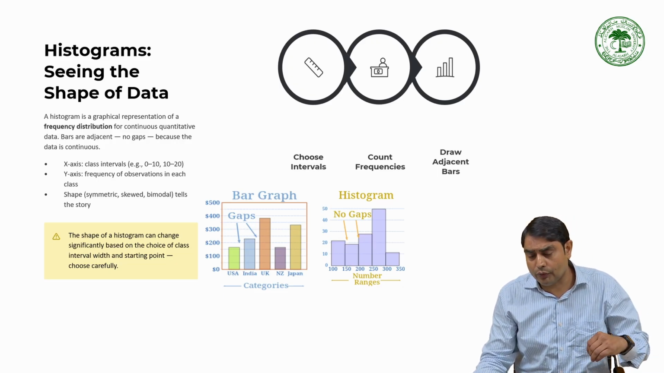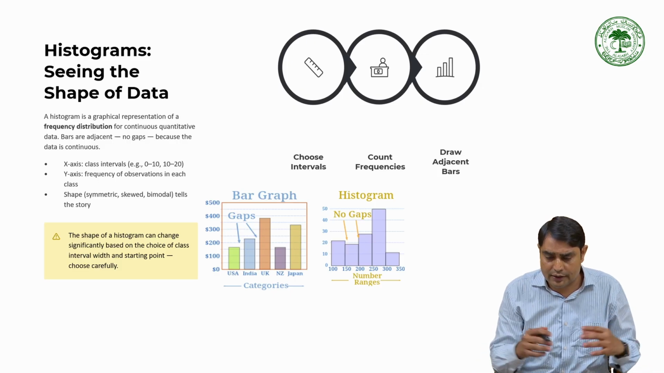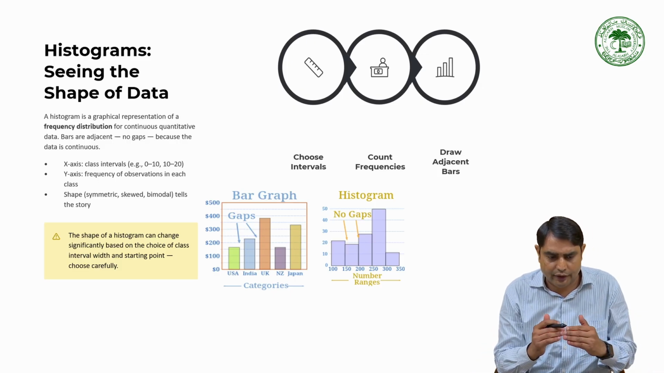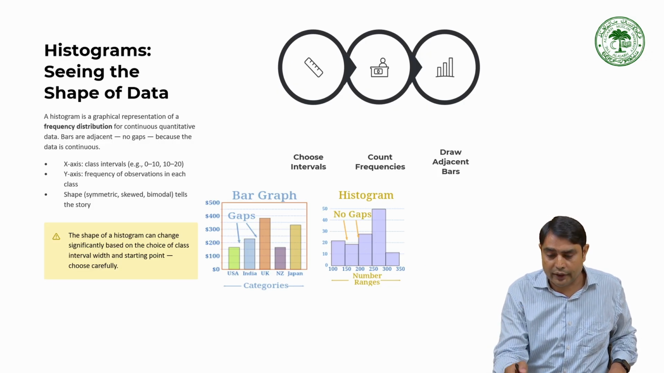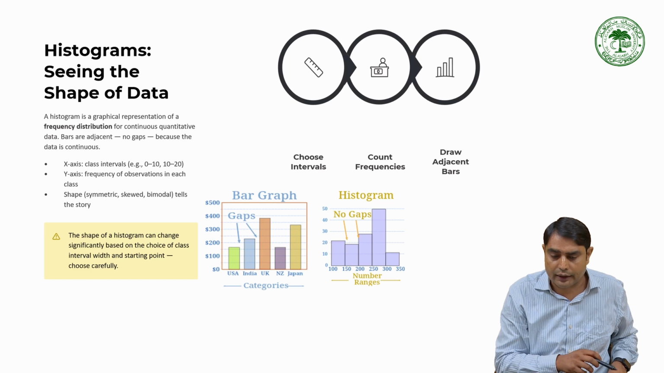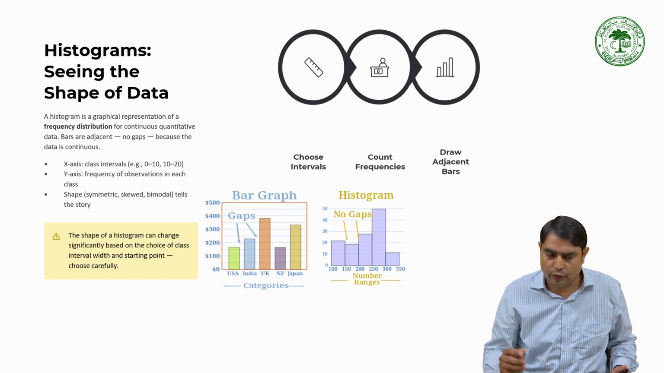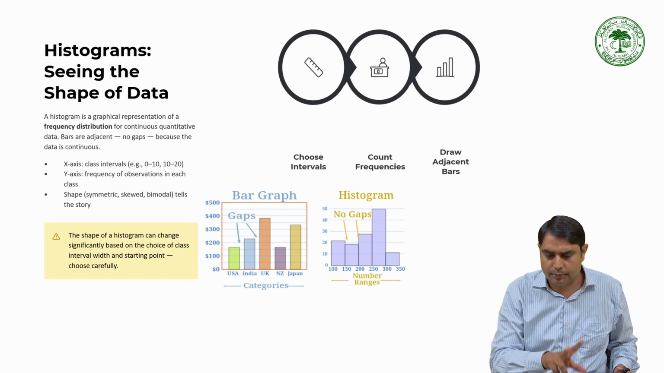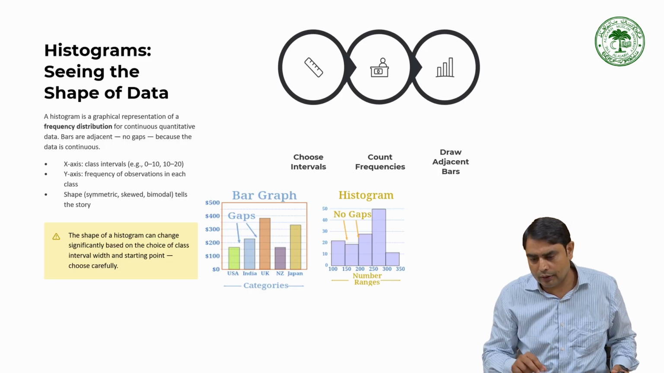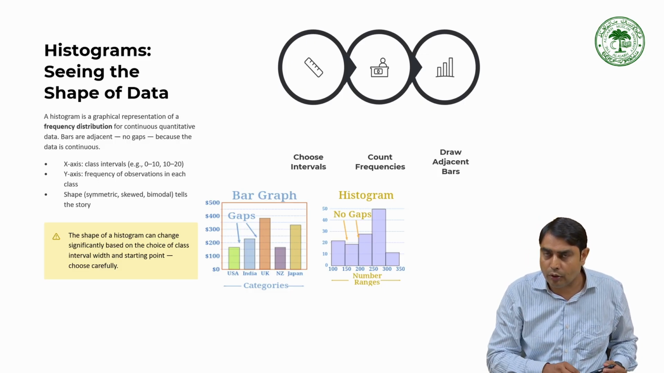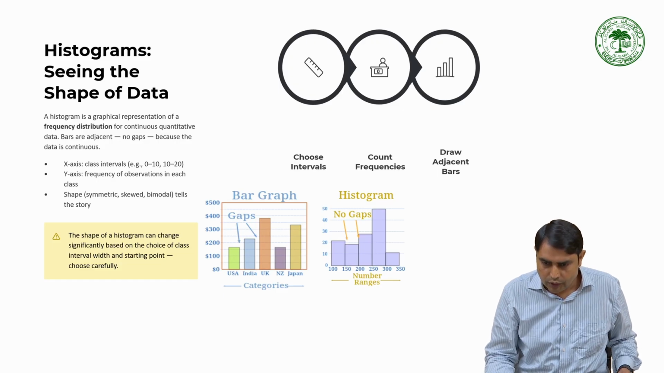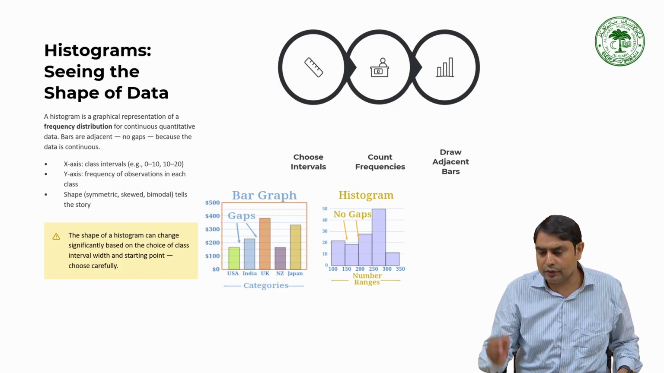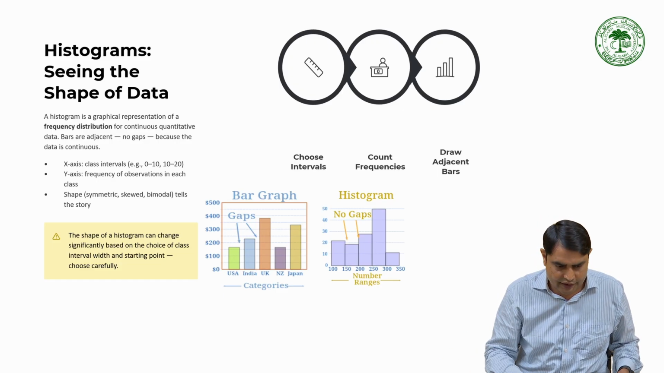And if we move to the histogram, the bars are actually connected with each other. So there is no gap, so we can create a class interval. If I'm using grouped data, then histogram is more meaningful than the bar graph. So for ungrouped data, the bar graph is good, and for grouped data, the histogram will be more relevant. So what you have to do is choose the interval, count frequencies, and then draw the adjacent bars.